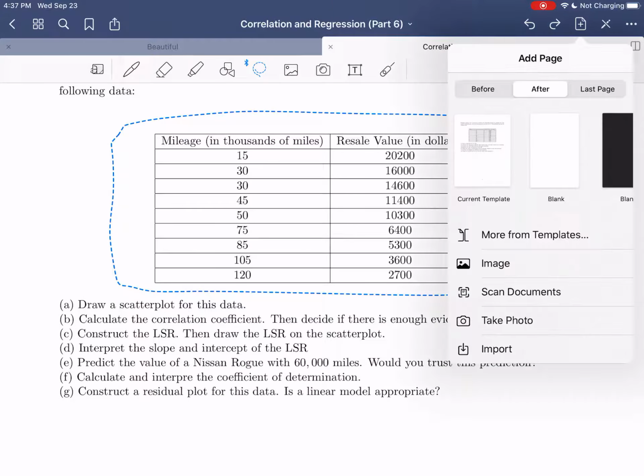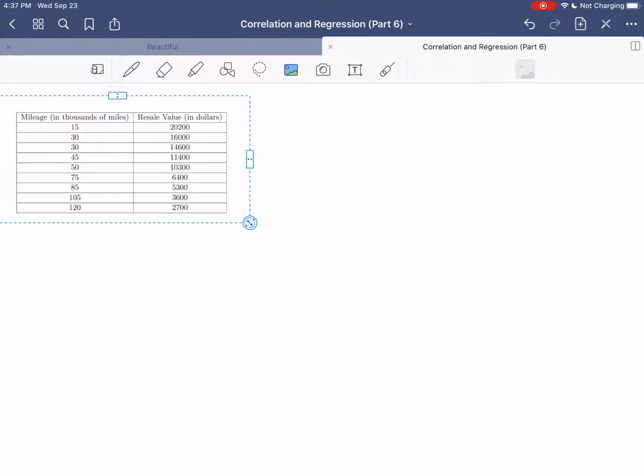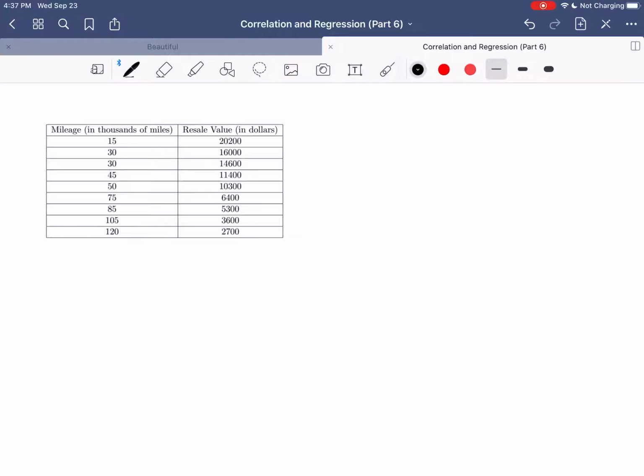Okay, so let's give ourselves sort of a fresh page here. We'll go ahead and paste our data in right there. Okay, so let's go ahead and start with A, which is supposed to be our scatter plot. We want to visualize this. So which of these variables should be viewed as explanatory and which is response?